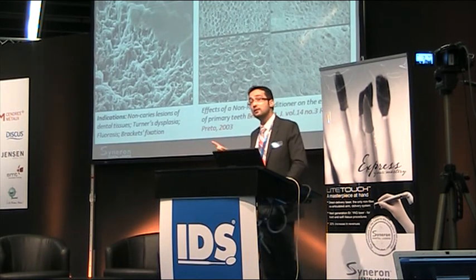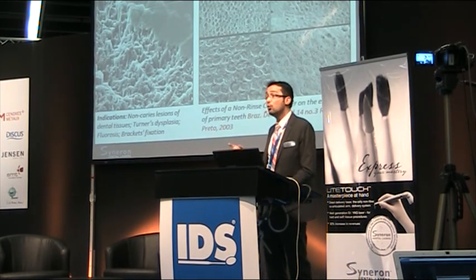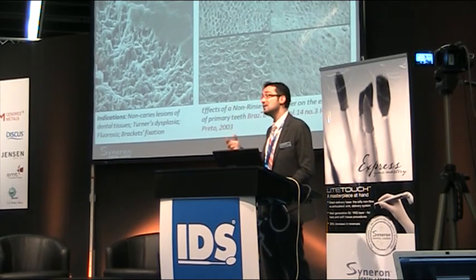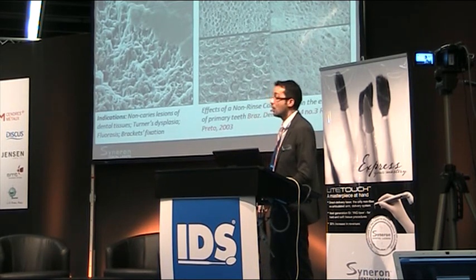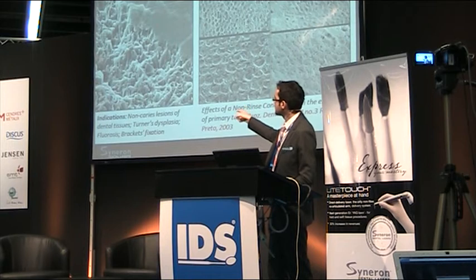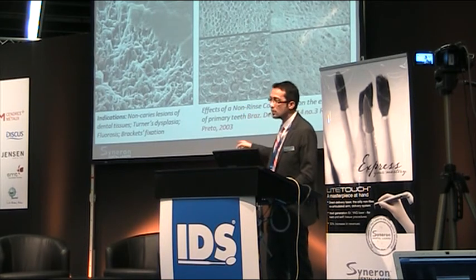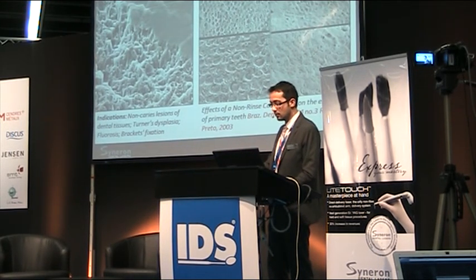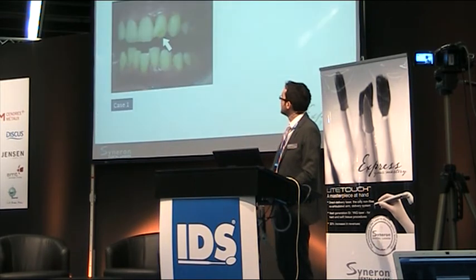The major question is, do we need so severe etching? And the answer is yes, in special circumstances. What are these special indications? Non-carious lesions, Turner's dysplasia, fluorosis, and for bracket fixation when there is a relapse and mostly removing of the bracket.